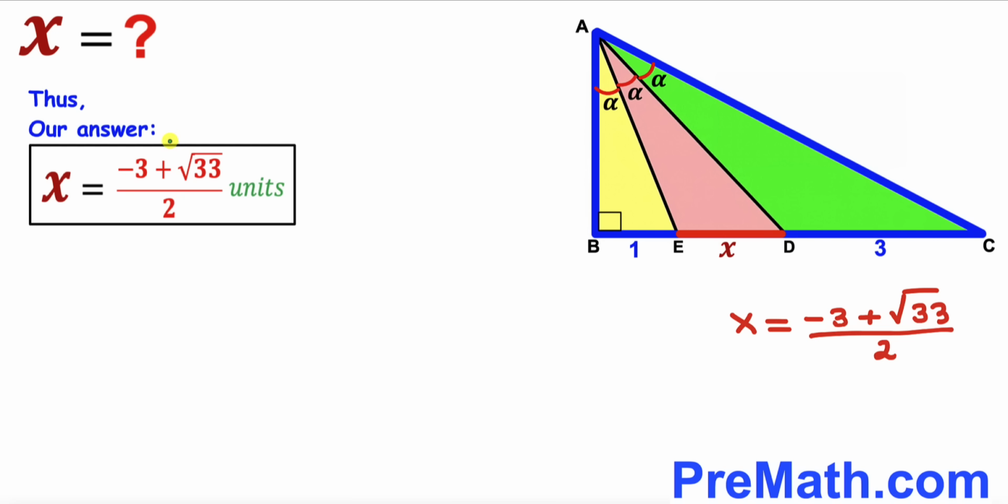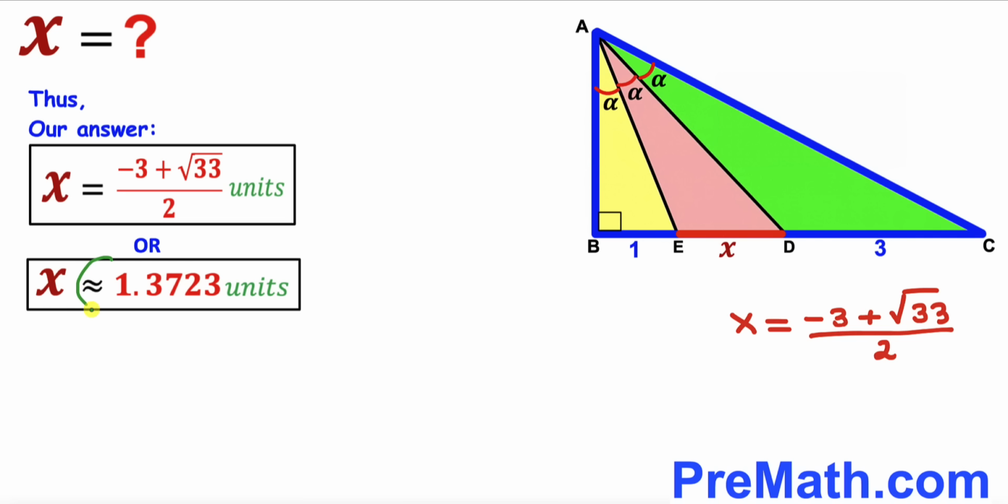So thus after all the calculations and manipulations, our length x value turns out to be negative 3 plus square root of 33 all over 2 units. And that's going to be approximately equal to 1.3723 units as well. And that's our final answer.